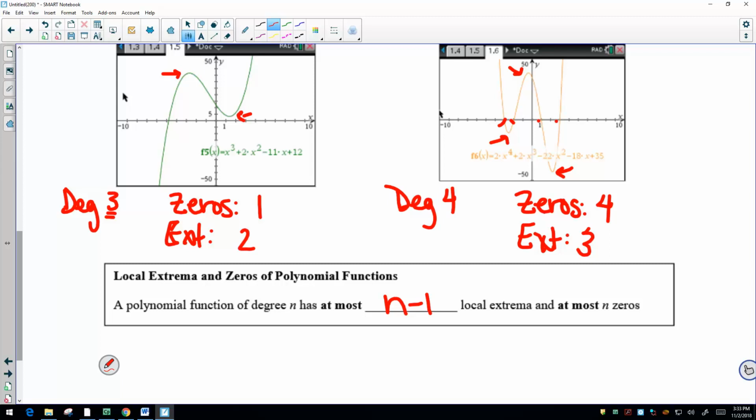So we can see here degree 4, subtract 1, and I'm getting the maximum number of extreme points, and at most n zeros. So I had a degree 4 function, and I had 4 zeros. Now, notice we keep saying at most. That's huge. We got to get to that.